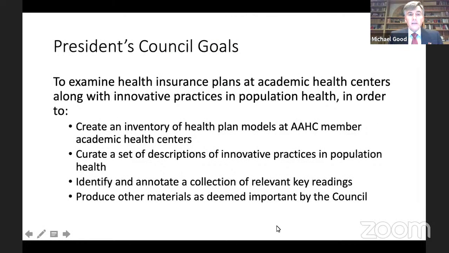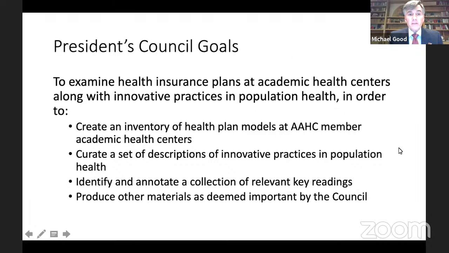So briefly, each year AAHC forms a President's Council and focuses on a topic over the course of the year. A year ago, the President's Council focused on cybersecurity and the ways that our IT systems can be disrupted or hijacked by ransomware, and strategies and ideas to prepare and plan for that.